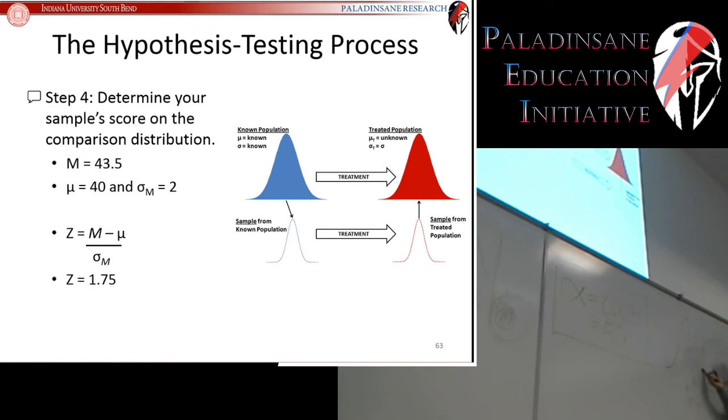So this 43.5 was transformed into a z-score of 1.75. And what that means is that when we take this entire distribution and change it into z-scores, this mean right here, that's 0. This line in the sand over here, that's 1.96. What that means is that our sample mean comes in right around there at 1.75.